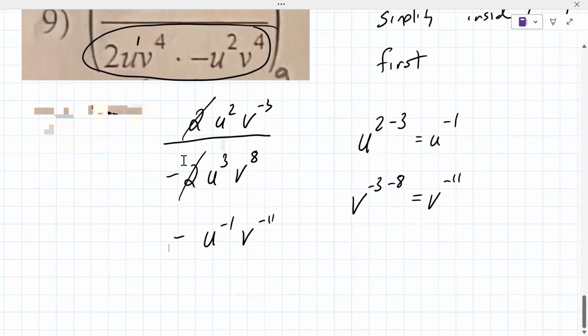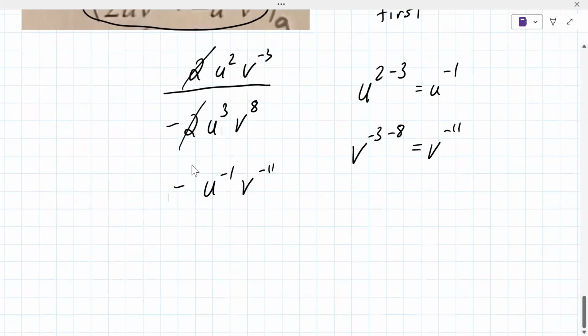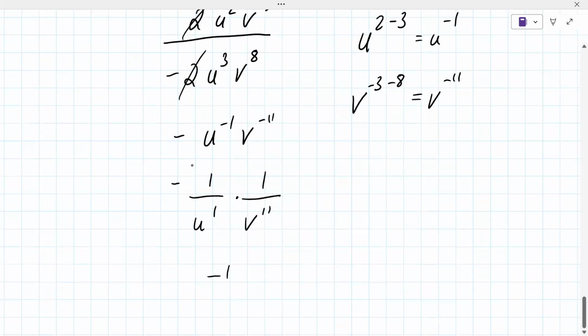Okay. So now we're going to use the negative exponent rule, which is that this is 1 over u to the power of 1 times 1 over v to the 11th, negative. So we're left with negative 1 over u to the 1st v to the 11th. And now this is all raised to the power of 3.